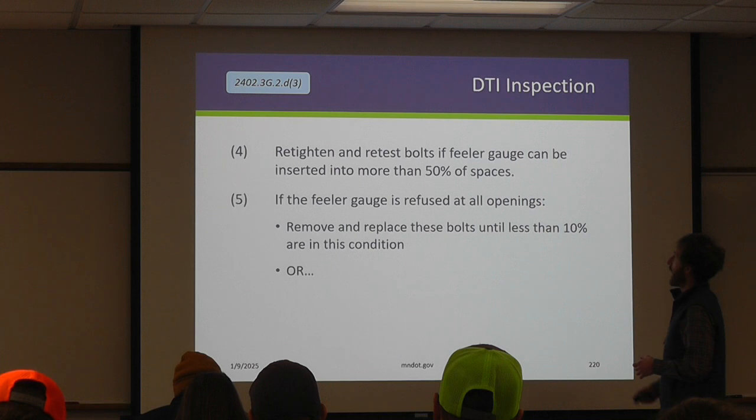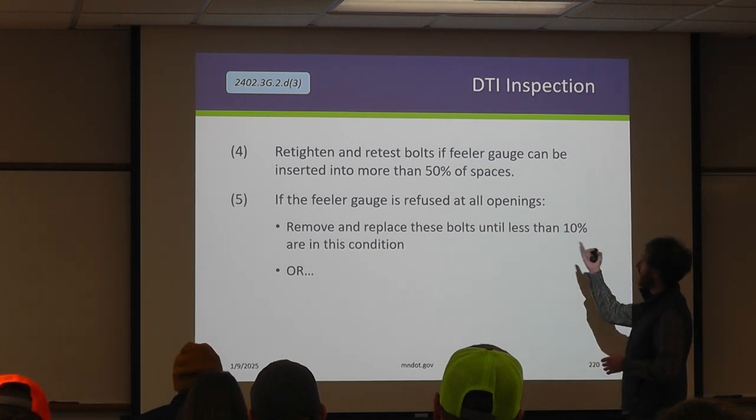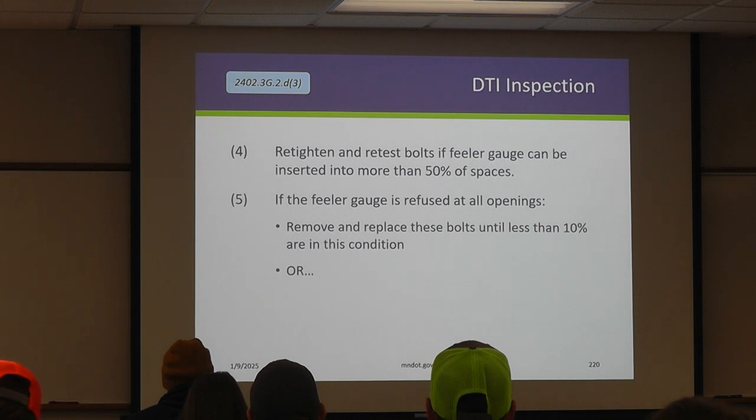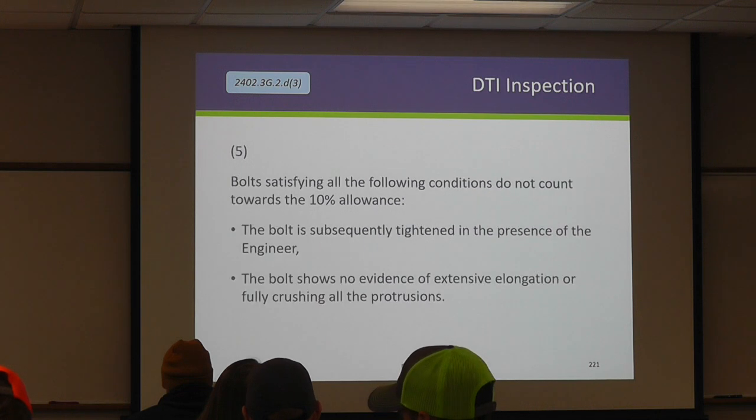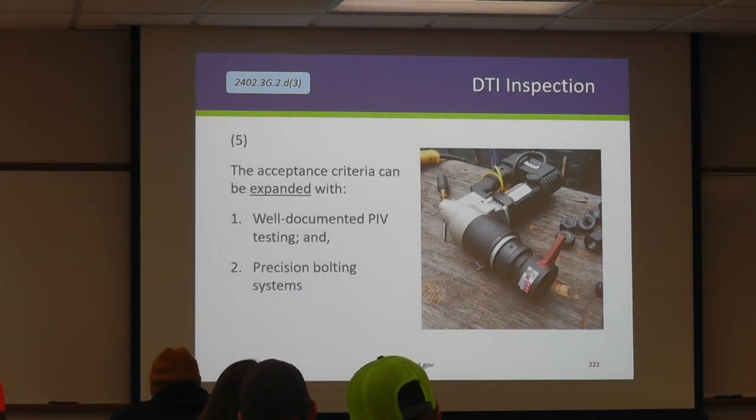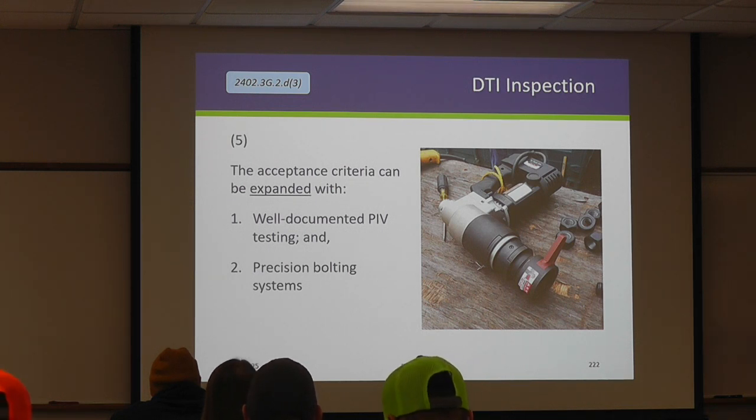Certainly, if you have any of them that are not tight enough, you're going to retighten and retest. If the feeler gauge is refused in all of the openings, you can remove and replace like we talked about, or demonstrate the procedure again to show that good faith effort. So this is all in the spec. This expanded criteria, we can accept with well-documented PIV testing and these precision bolting systems.